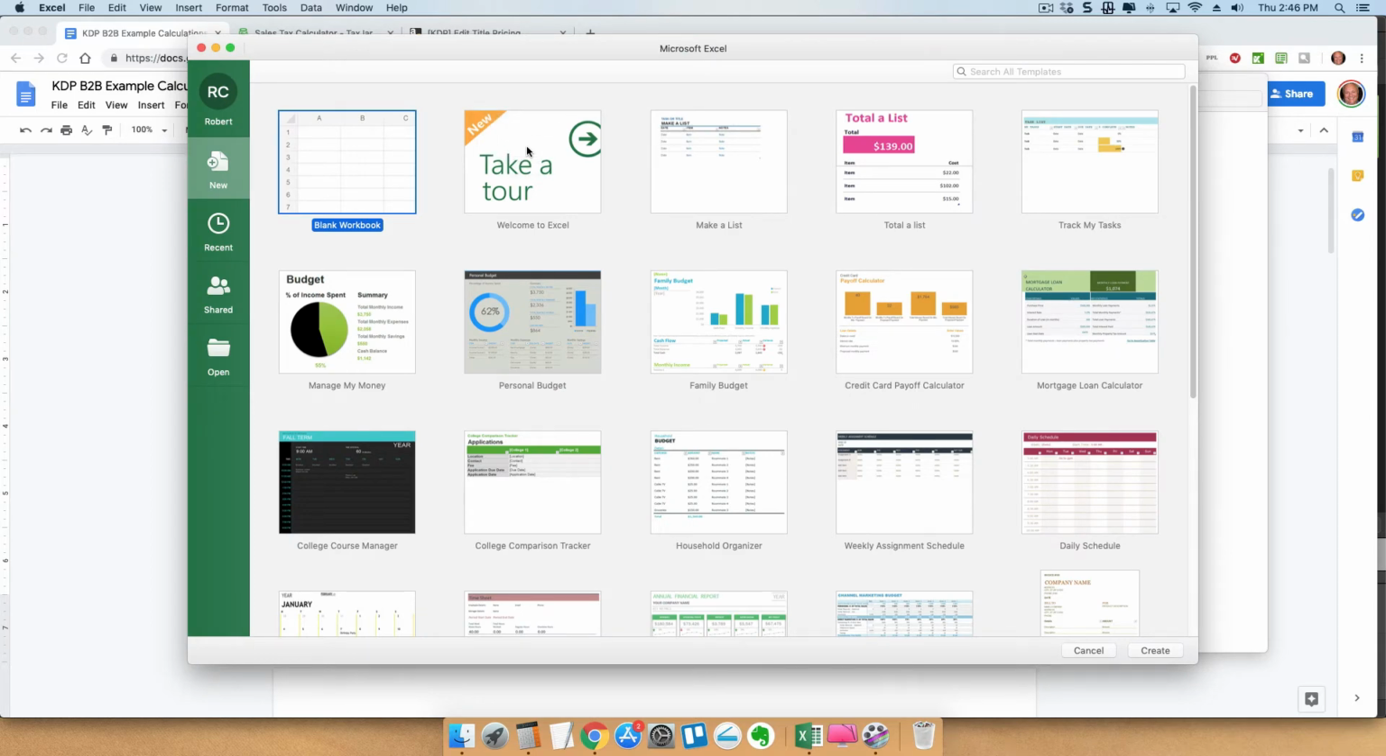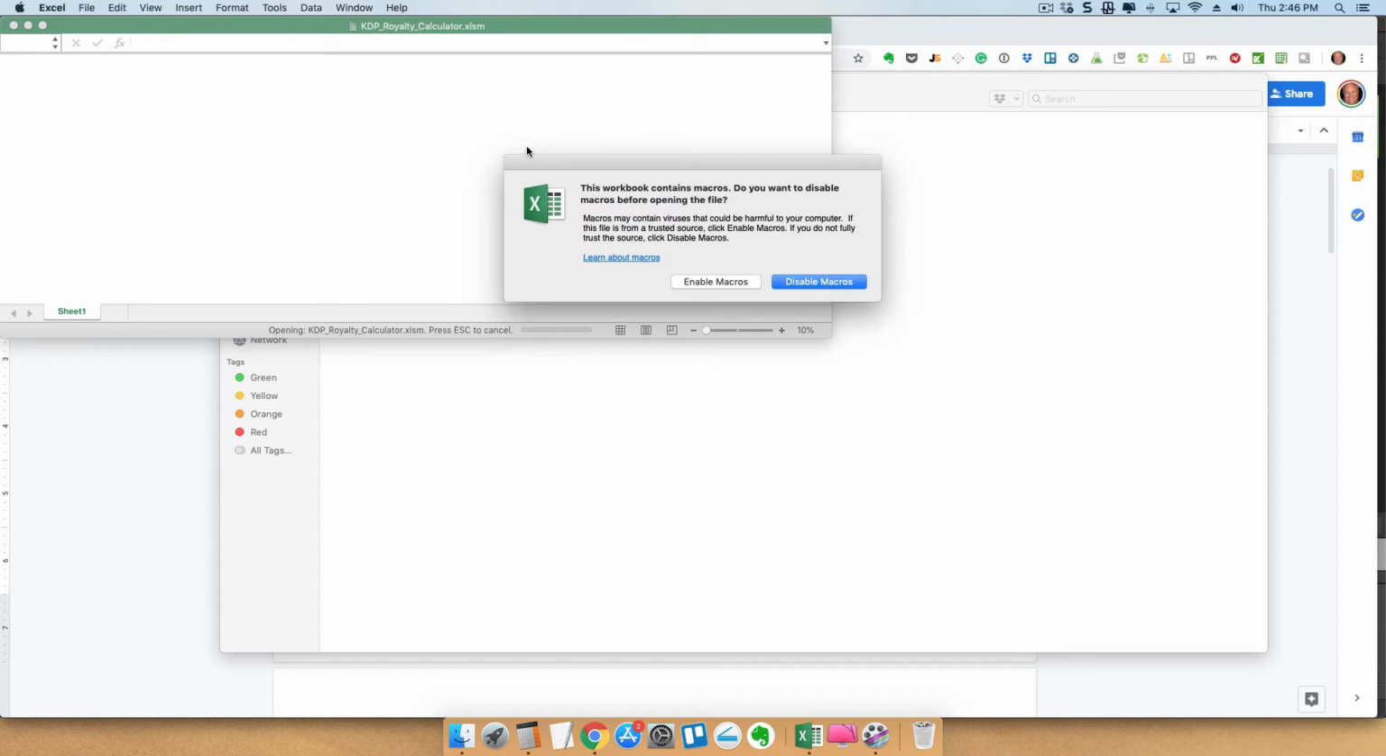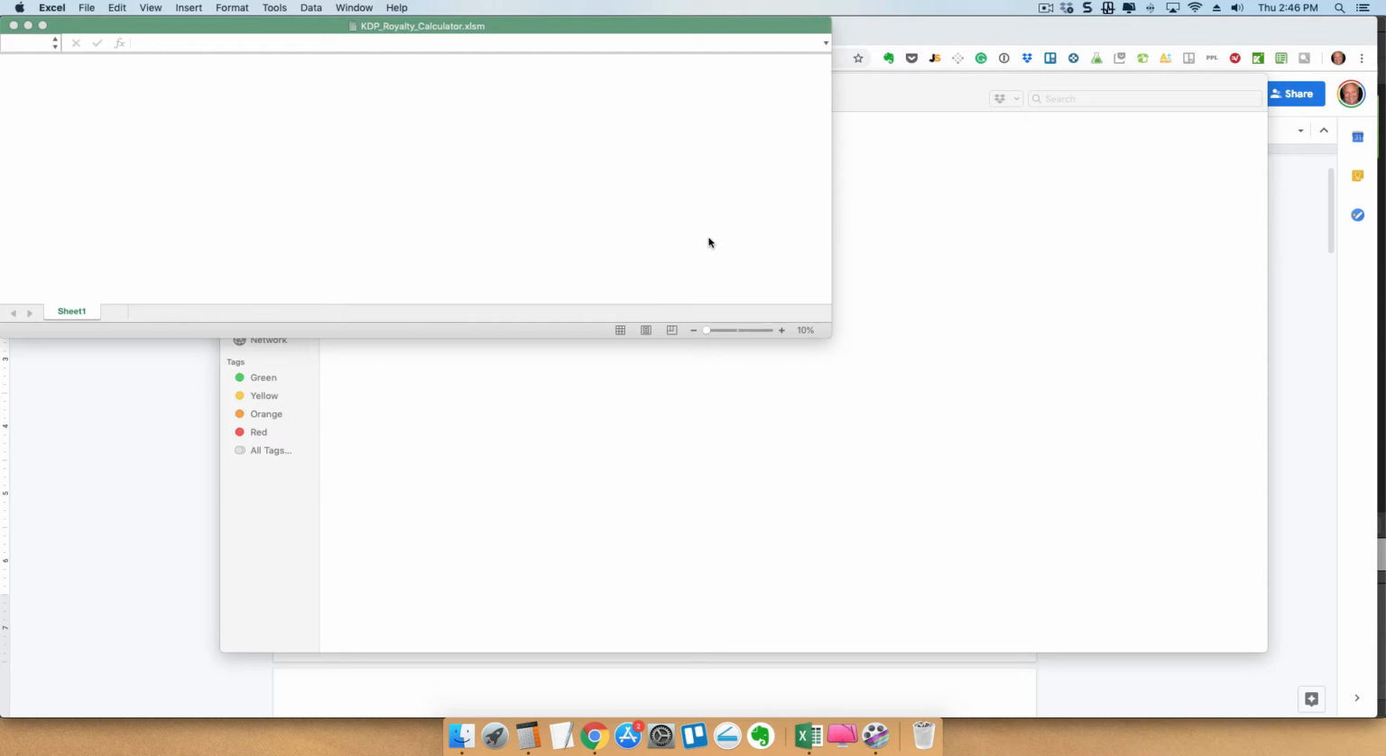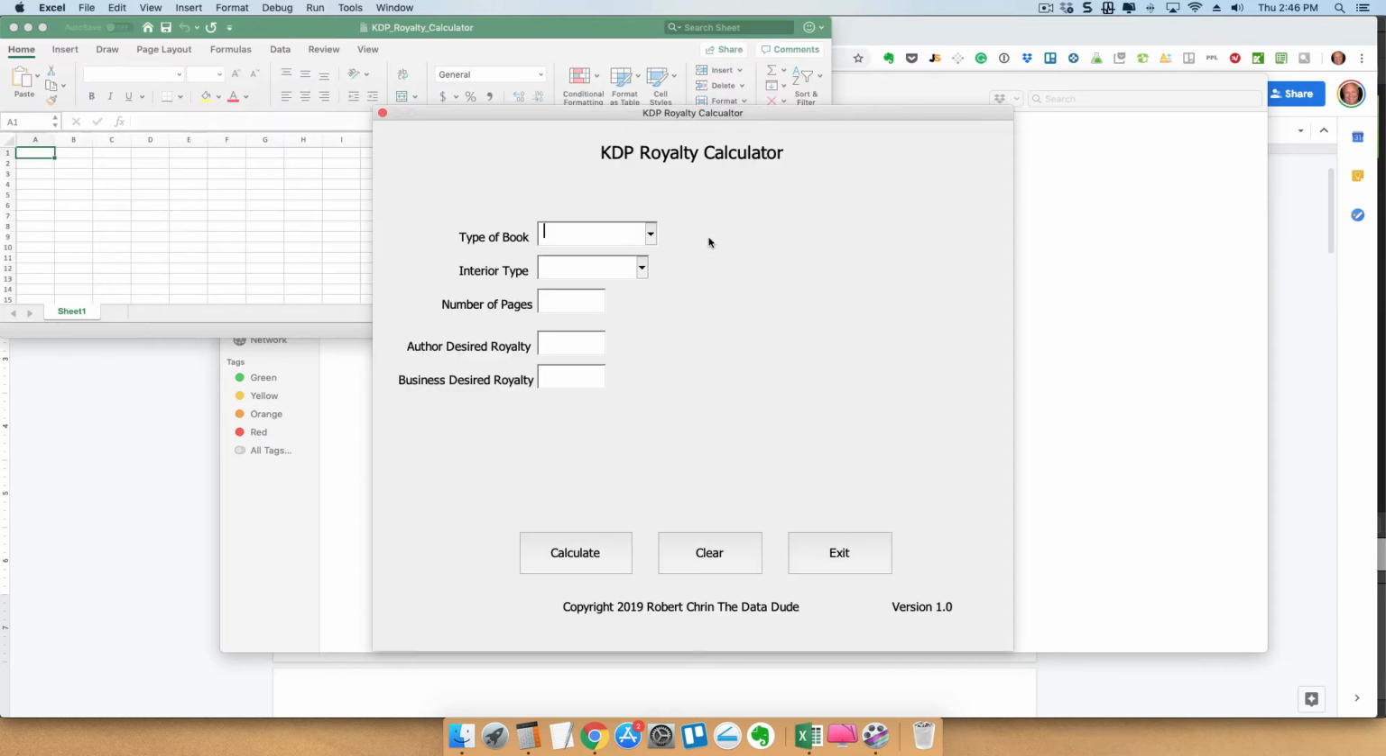You would double click on that, and it would open up. A little message is going to say, do you want to enable macros, which you would want to do in this particular case because it's using some Excel macros to do the calculations. And then what it does is it pulls up this calculator.